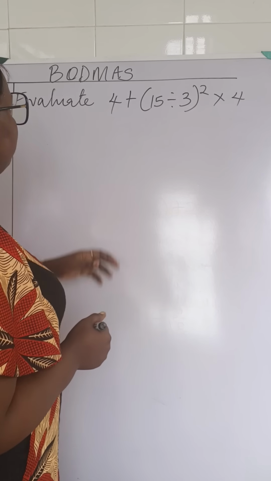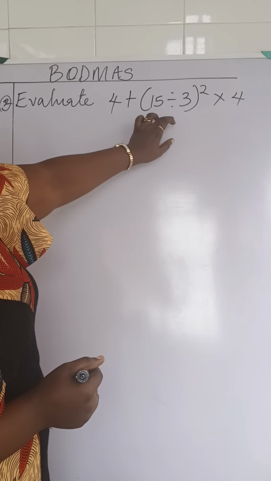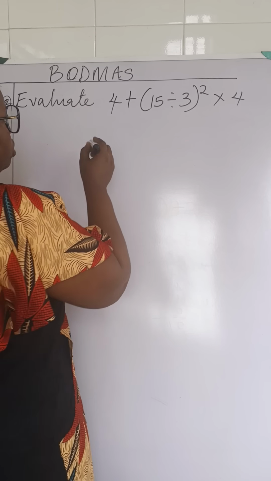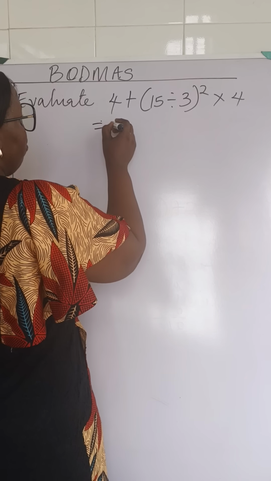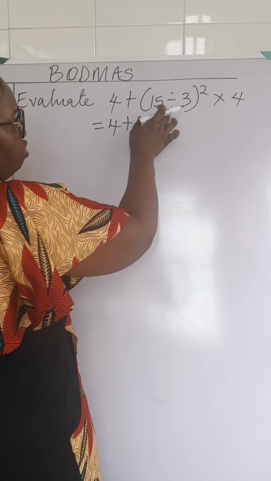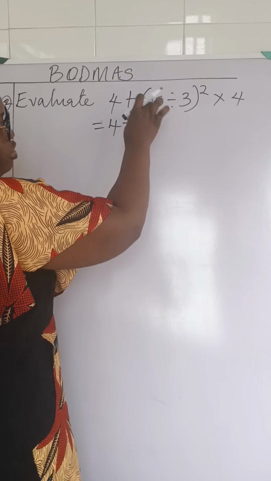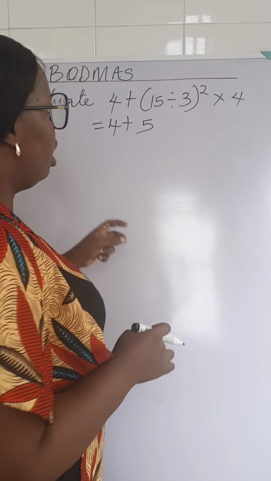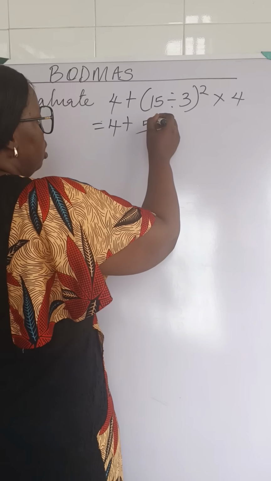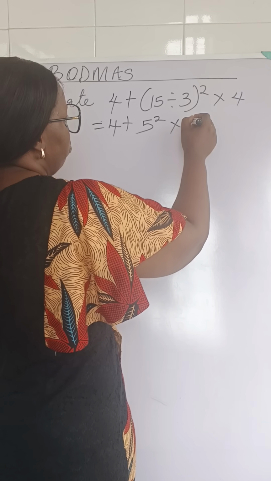Let's look at this. The BODMAS says B, bracket, so we're going to be solving the one in the bracket first. Now, my next row, to rewrite it, I'm going to have equals 4 plus 15 divided by 3, is what? 5. And since 5 is the only thing in the bracket, we remove the bracket because the 2 is out. Then I'll write my 2 squared here like this times 4.